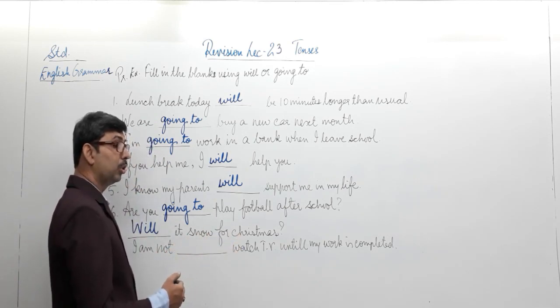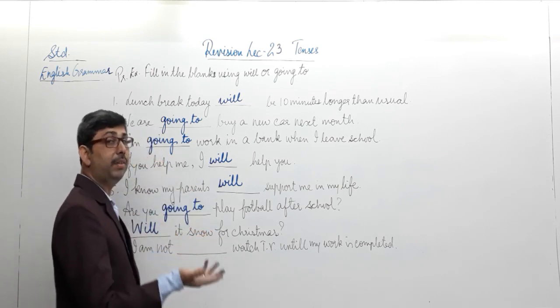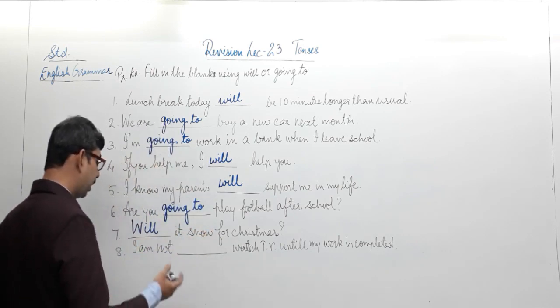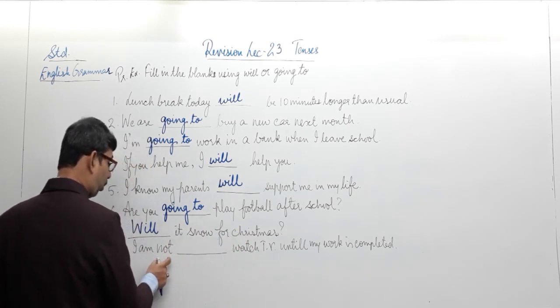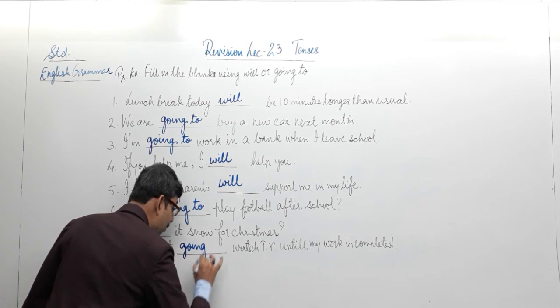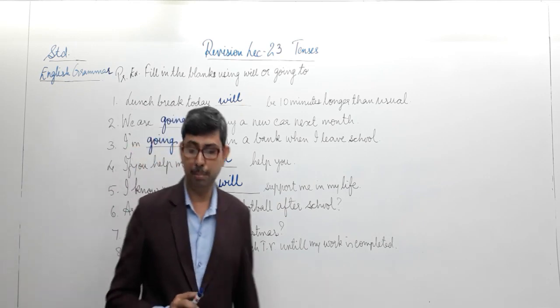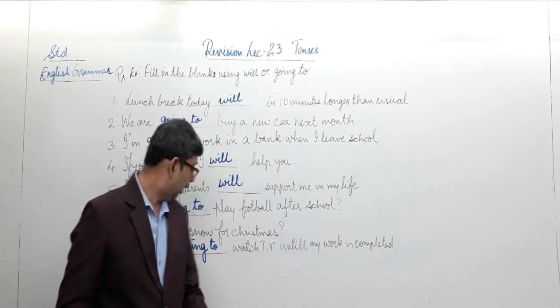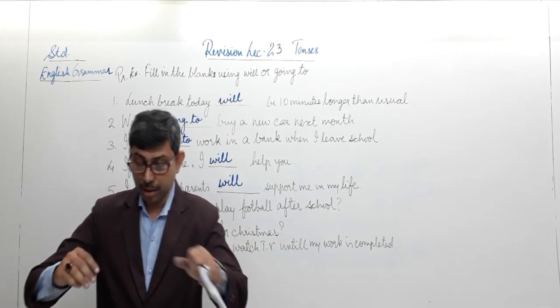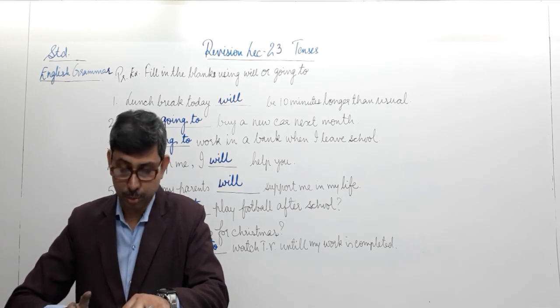So you are showing intention over here, no matter, it's a negative intention, but you're showing intention. I am not going to watch. The not word has been used over here. I am not going to watch TV until my work is completed. Well, these were the sentences related to the use of will and going to.